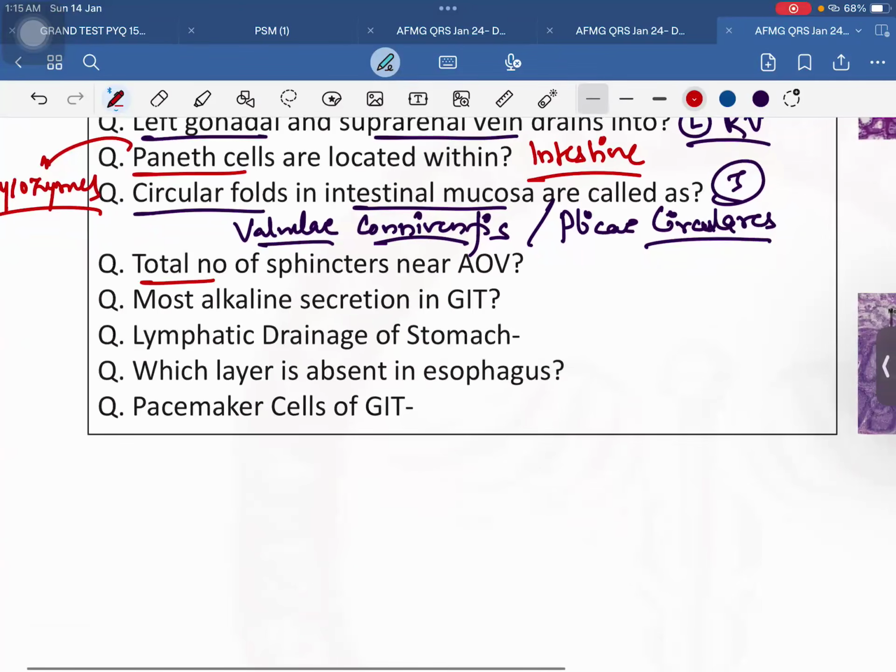The total number of sphincters near the ampulla of Vater: we know that at the ampulla of Vater in the second part of the duodenum, the main pancreatic duct and the common bile duct open up. At this ampulla of Vater, there are actually 4 sphincters. One is present in the main pancreatic duct, 2 of them are present in the common bile duct, and one is present at the ampulla of Vater. These are together called the sphincter of Oddi. Please remember this.